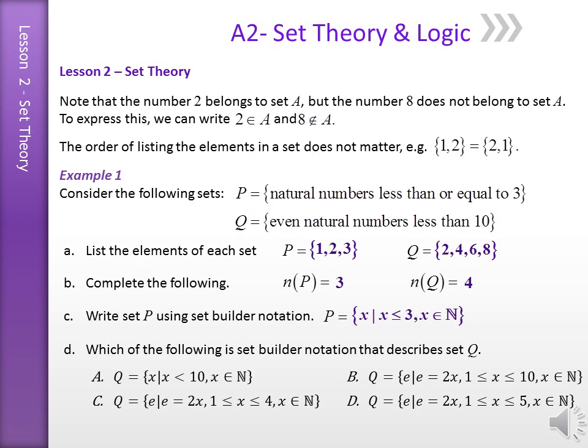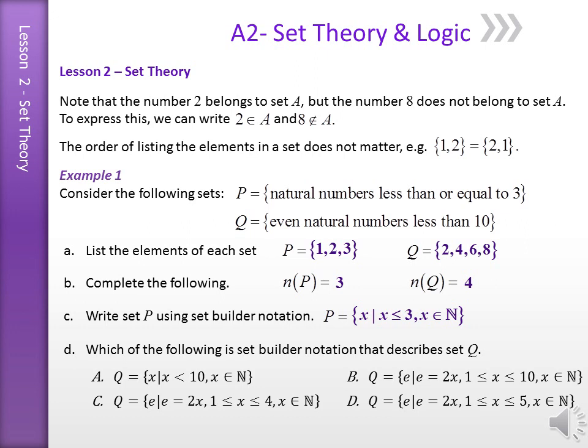For part D, this is very tricky. Which of the following is the set builder notation that describes set Q? Let's just take a look at A for a second. It says that the set Q is equal to the values of x such that x is less than 10 and that x is a member of the natural numbers. That would include 1, 2, 3, 4, 5. That's too many. It's not going to be the correct possibility for set Q.